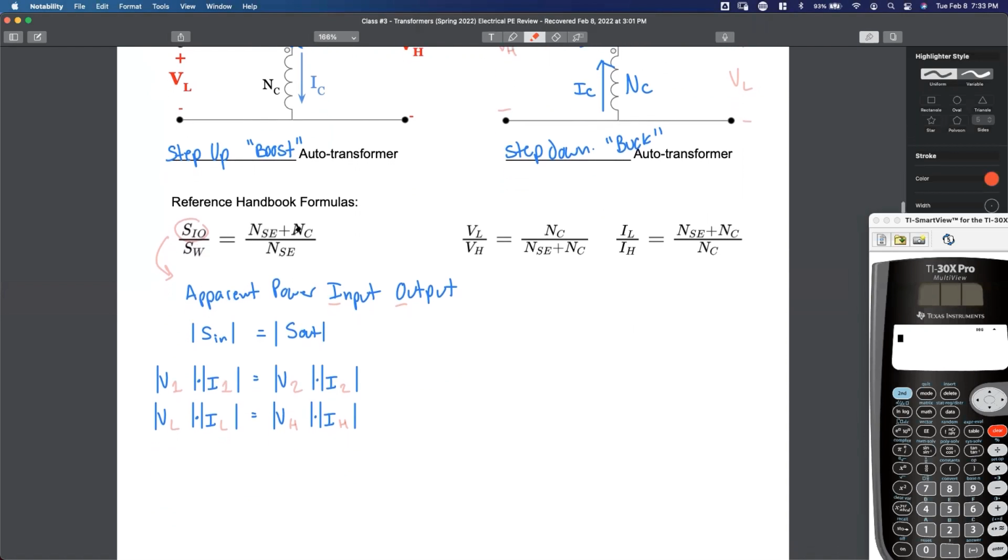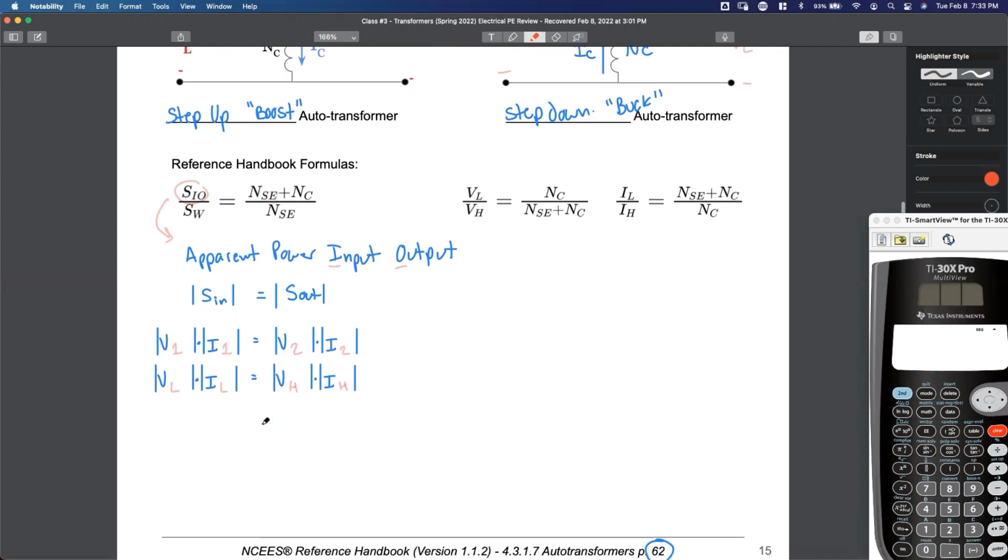All right, if that's S_IO, what the heck is S_W? We know what N_SE and N_C is, right? This is the number of turns on the series winding, number of turns on the common winding. What is S_W? Winding, right? This is the winding power. So S_W is the winding power.